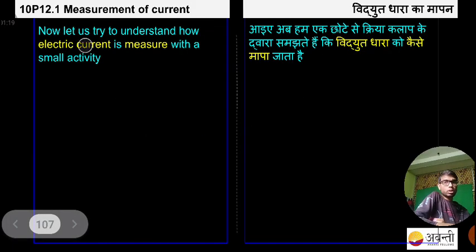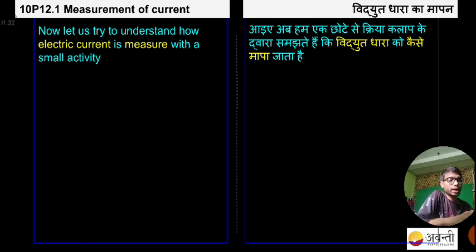Okay. Now let's also try to understand how electric current is measured, with a small activity. How can we measure any electricity? We will use a device so that we can measure electricity. If inside a conductor electricity is flowing, electric charges are traveling, then how can we measure it? Just by using devices.